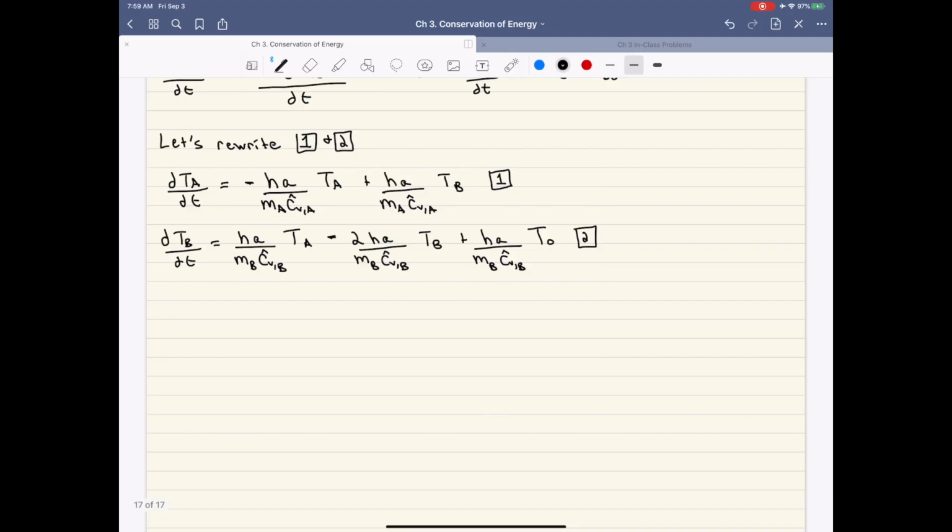and we could see that they're coupled. dTA not only has TA in here, it also has TB. And it's the same thing with our second differential equation. And so essentially we have a system of coupled ordinary differential equations. And here, we wrote it out like this. But another way we could write out these two equations is in matrix form.